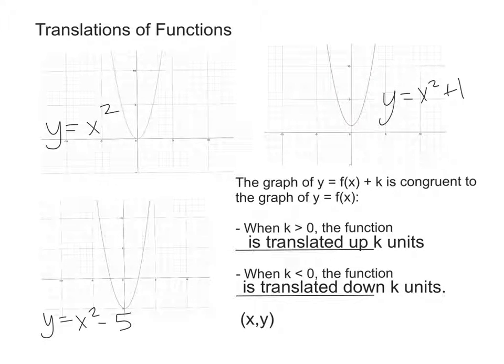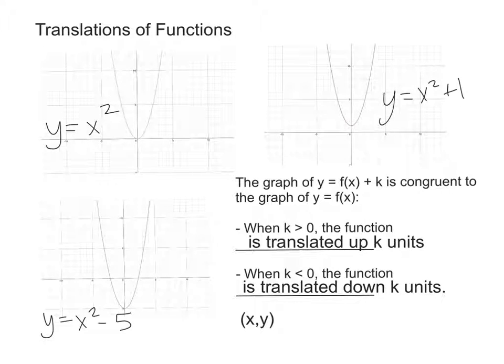Like I said, that's basically the important information. No matter what function you start with, if you add a value to it, if that value is positive, then the graph is going to move up that many units. If that value is negative, then it's going to move down that many units. It doesn't matter what the original function looks like. It actually doesn't even matter if the original thing is a function, but we won't get into that. But that's what's going to happen.